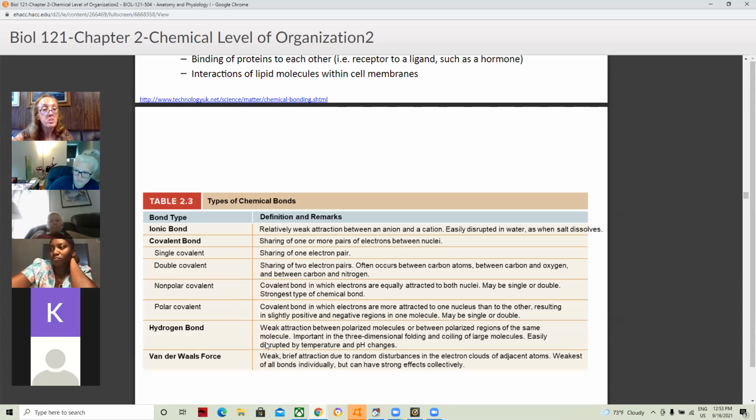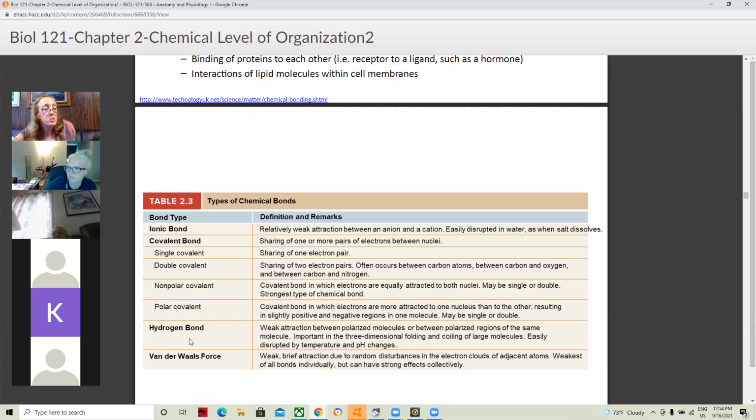Here's a summary of all of the bonds that we've talked about. So we have ionic bonds. Remember, that's where one atom gives up an electron completely to another atom, or another atom takes on an electron completely from a different atom. Covalent bonding is a sharing. We can have single covalent bonds where one pair of electrons is being shared, and double covalent bonds where two pairs are being shared. We have nonpolar covalent bonds where the pairs of electrons are equally shared, and polar covalent bonds where they're unequally shared, because one atom is more electronegative than the other.